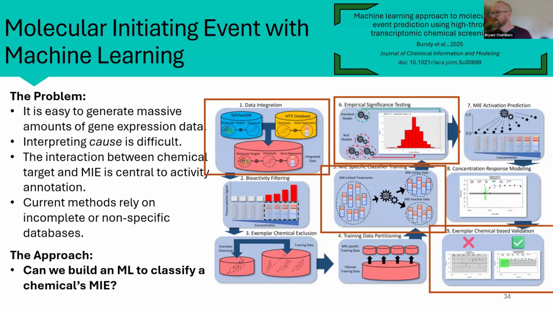From this, they can apply that into the large data set of the tens of thousands of chemicals, identify and assign a prediction to each one of those chemicals, look at the concentration response modeling, and then pull back to that subset of exemplar chemicals and confirm: did the model assign it to the activity that was expected?